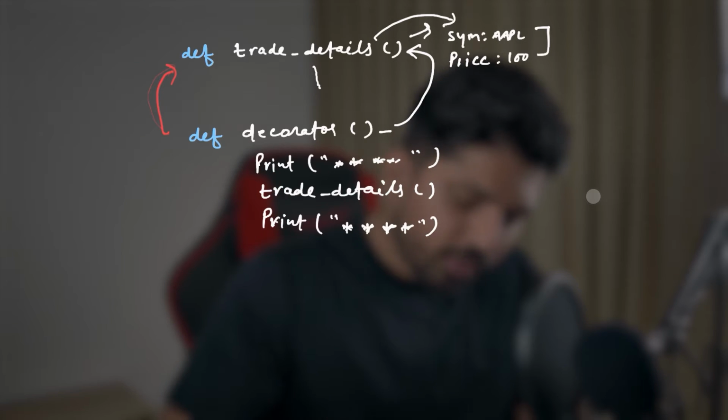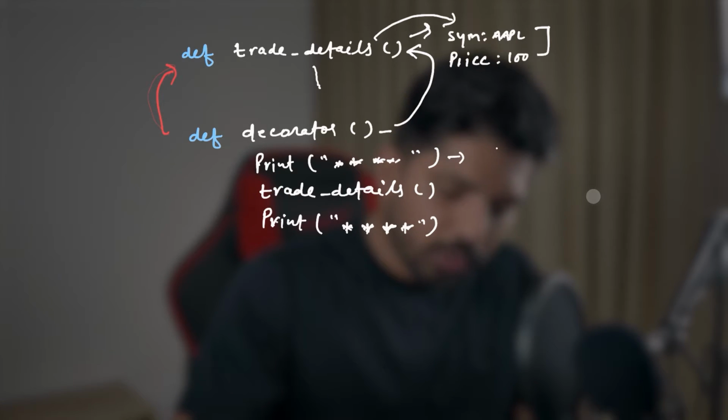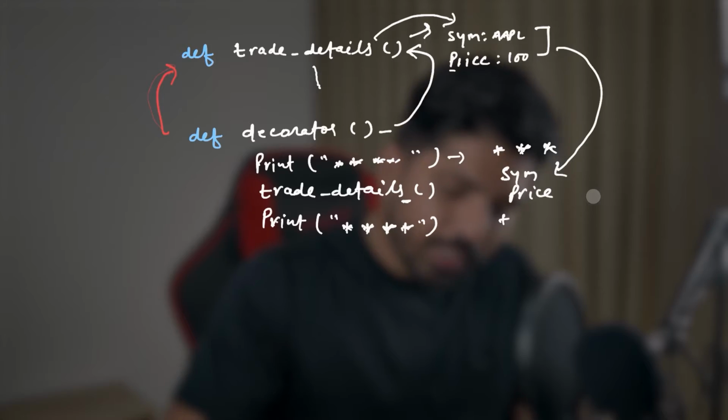What will happen now? First, the stars will be printed out. Then the function call is happening, right? When this call happens, it will print this, like, let's say, symbol and price. And again, it will print the stars.